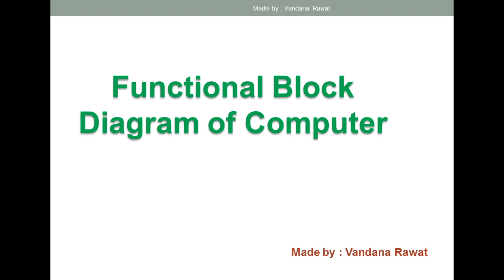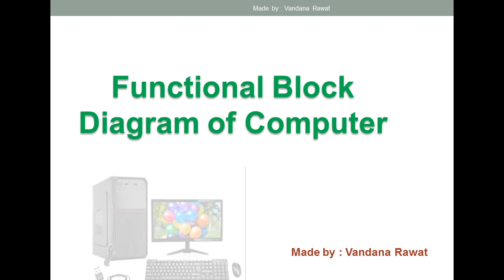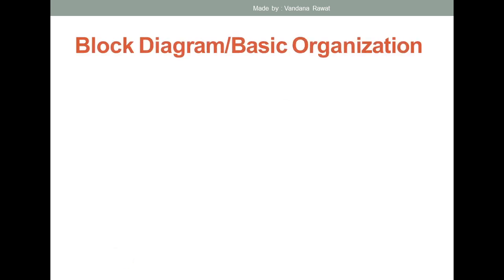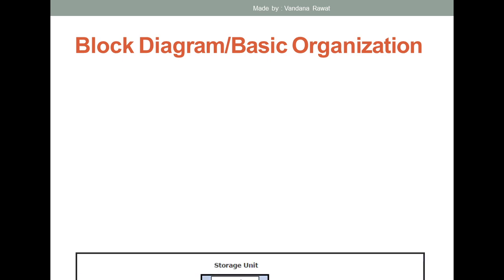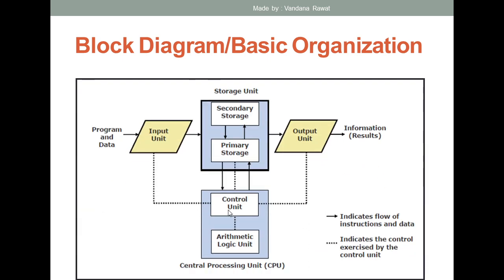As you know, a number of units are there in the functional block diagram, or the basic organization of a computer. One by one we will discuss all the units which come under it. So let us understand the basic organization, or the functional block diagram, of a computer. With the help of this diagram, you can check that a number of units are there, and the basic organization of a computer system works upon the input unit, then processing, and then output.